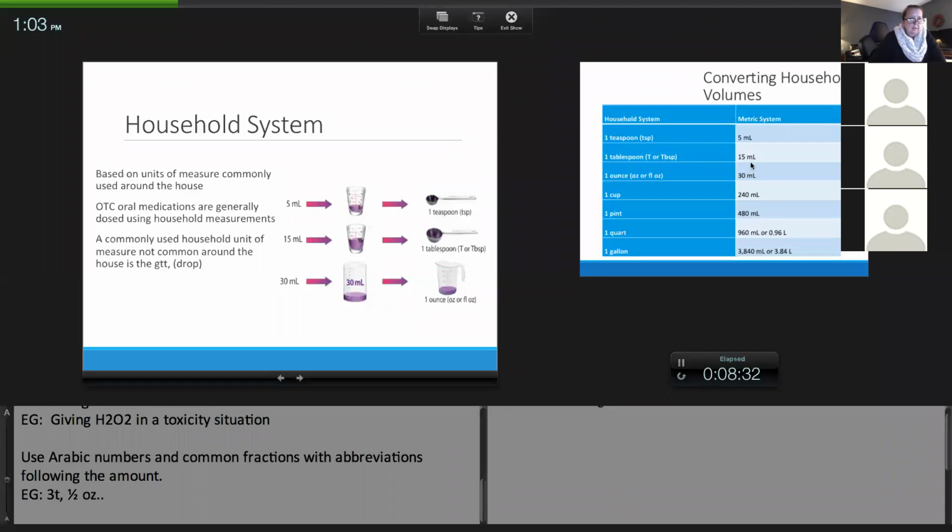But we've got 3 teaspoons because we know a teaspoon is 5 mils, okay? 5 times 3 is 15, right? 15 mils. We know that 1 ounce is 30 mils, so half of that is 15. So 3 teaspoons is equivalent to half an ounce, and you can write it as half, or 0.5 ounces.